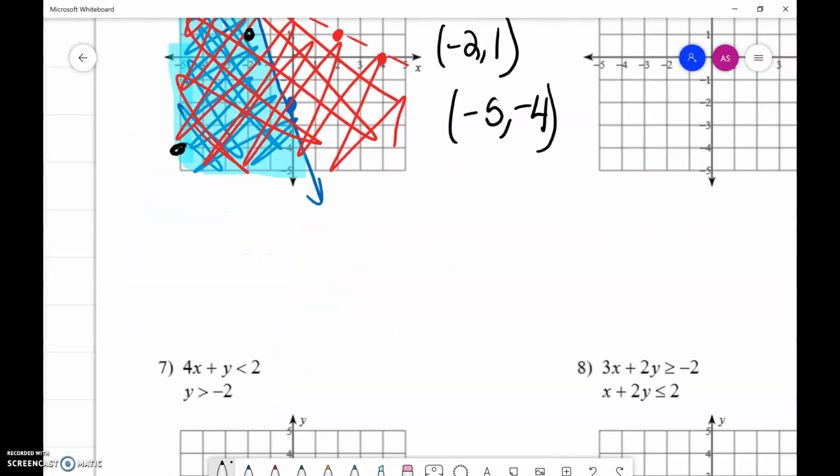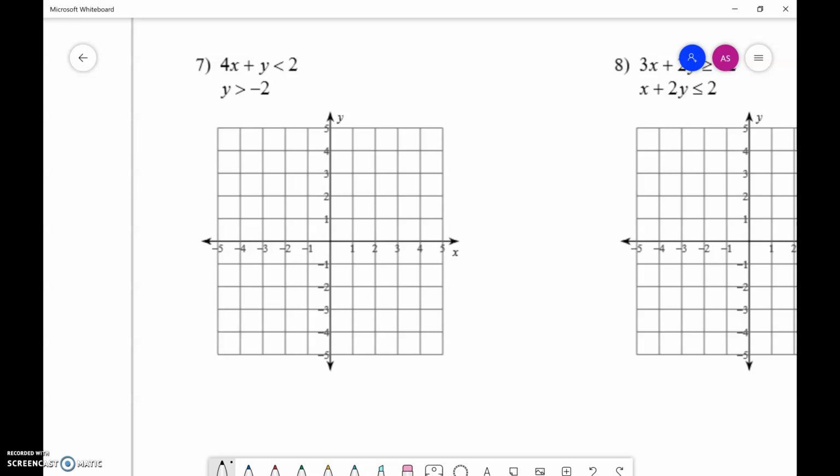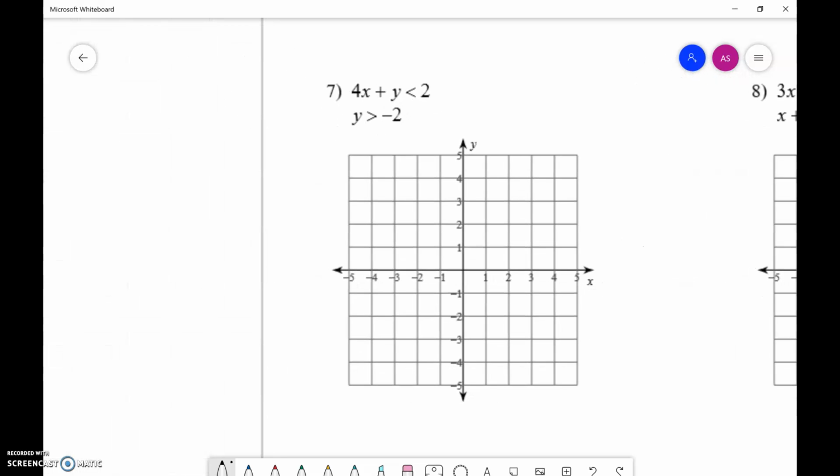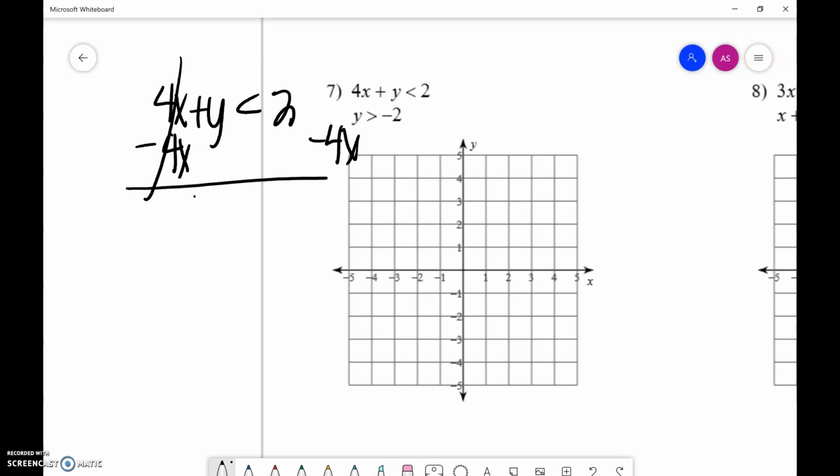All right, and last one here. Now this one is a little different because that first equation is in standard form. So all you have to do is solve for y first. Okay, so I'm gonna subtract 4x from both sides. And I get y is less than 2 minus 4x.